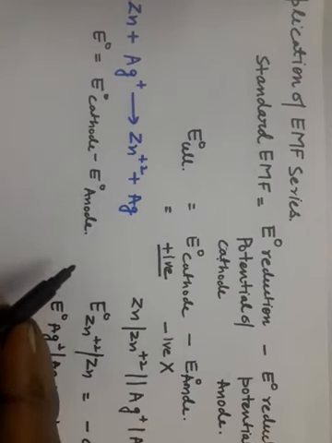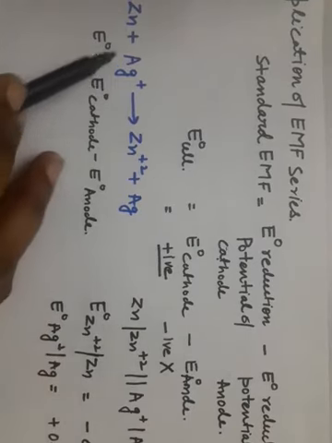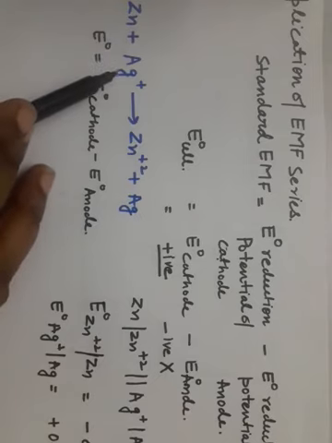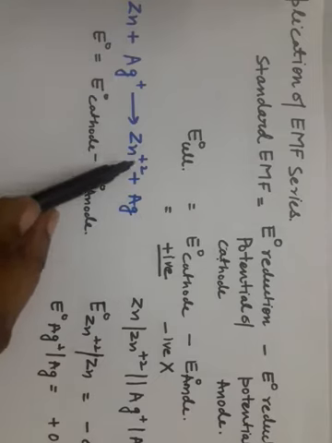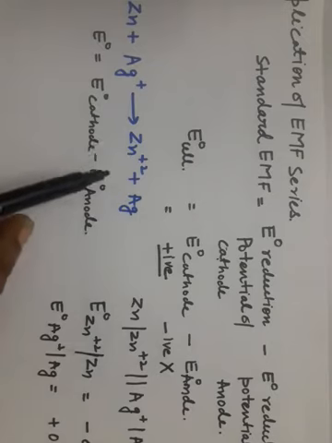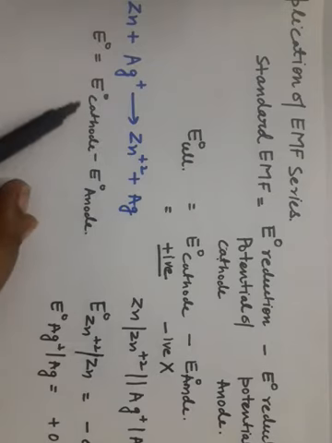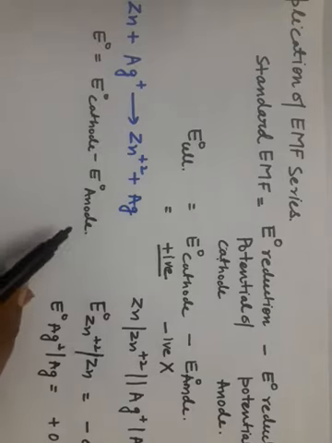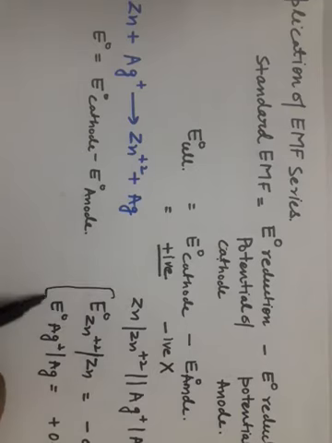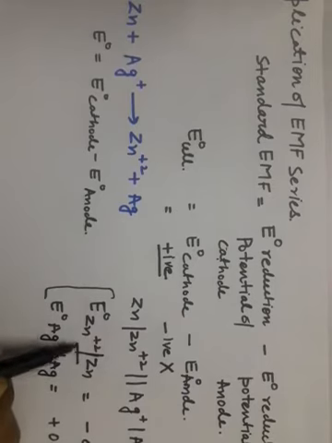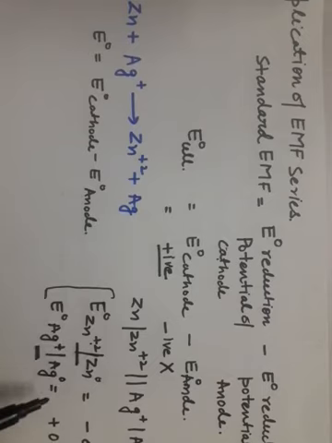Let's take the example. See here, if any reaction is given, zinc plus silver ion gives zinc ion plus silver. So what we have to do? E naught cell is equal to E cathode minus E anode, and the value of E naught of zinc and silver is given, and it is given in the form of reduction. Zn 2+ changes into Zn and Ag+ changes into Ag.